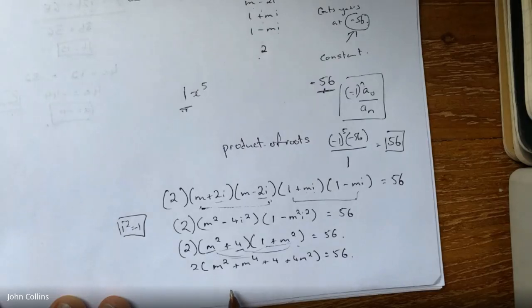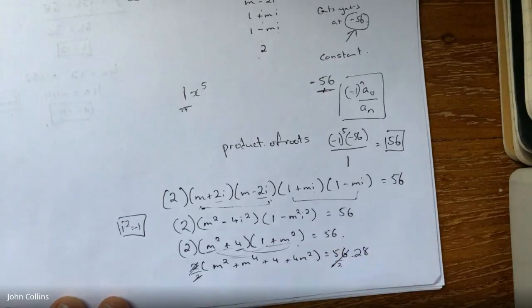Oh, actually, do you know what I'll do? Instead of multiplying all these terms by 2, I'm just going to divide both sides by 2. I think that might be easier. Because that just makes this 28. 56, that's easier. So now I've got m to the 4 plus 5m squared plus 4 equals 28. I think that made it easier for us.